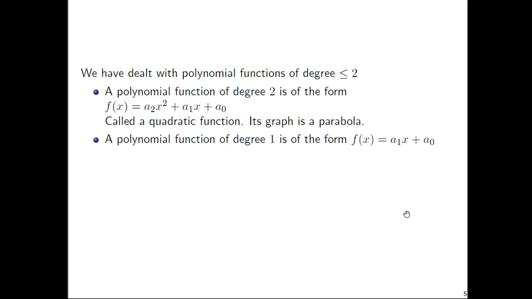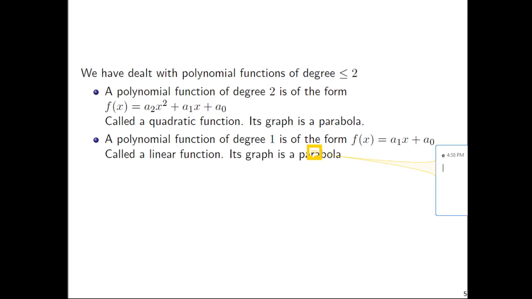If you looked at a polynomial function of degree 1, it's of the form f of x equals a sub 1 x plus a sub 0. And you just have to pick a number for a sub 1 and a sub 0. Those would be the m and the b. This is called a linear function. Its graph is a line, not a parabola. I will fix that here. This should say line right there.